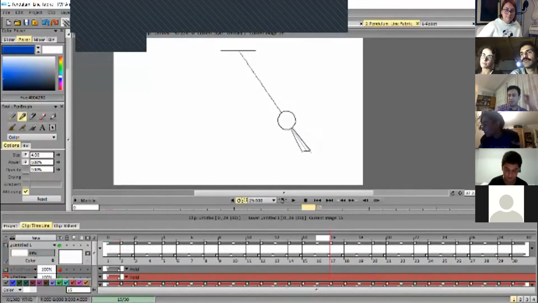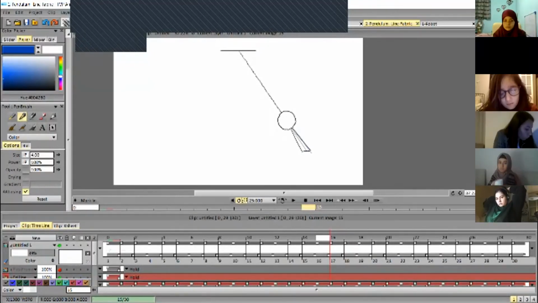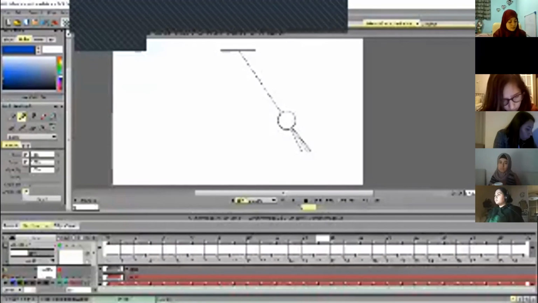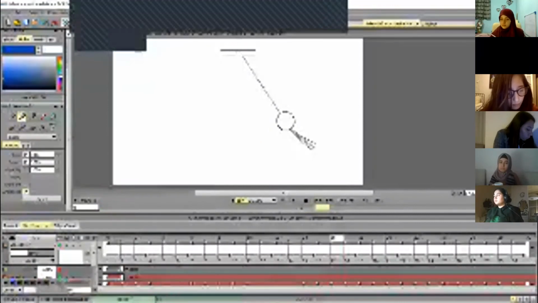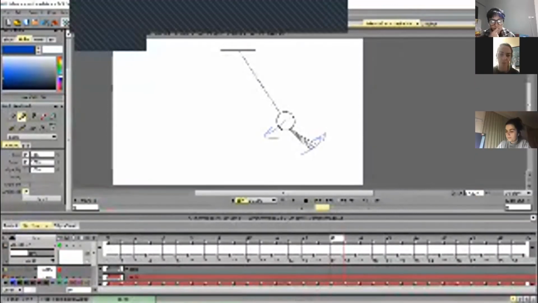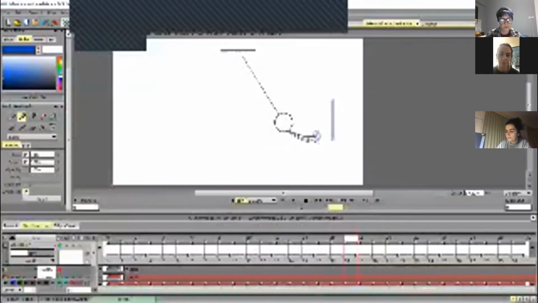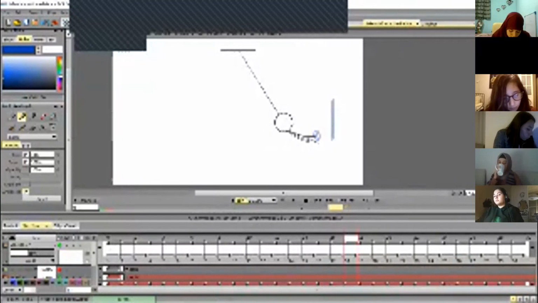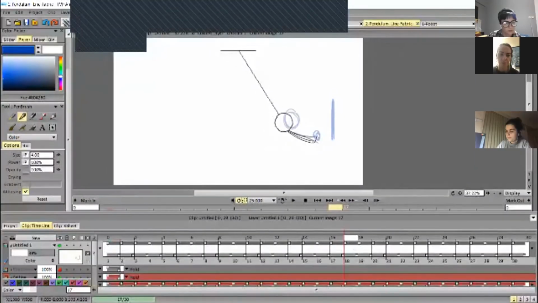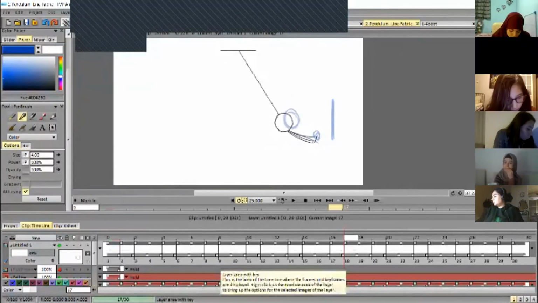Okay. Is it okay? As you can see, this is the left frame and the right frame. And when the pendulum starts to turn back, the fabric goes this way. So here is the maximum left position for fabric, but for pendulum, it is not. Okay. It's clear now.